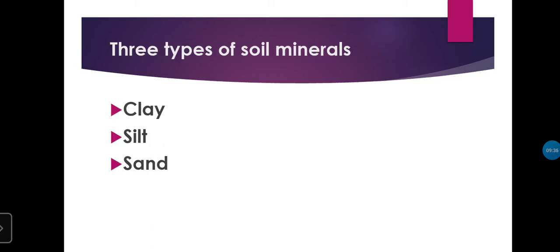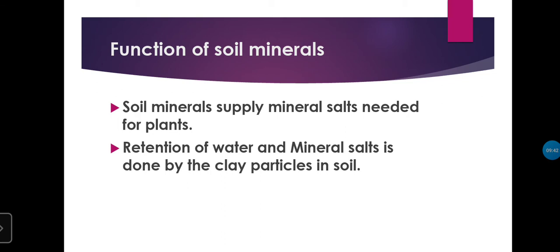What are the three types of soil minerals? Clay, silt, and sand. Now we are going to talk about the function of soil minerals. Soil minerals supply mineral salts needed for plants. And also, retention of water and mineral salts is done by the clay particles in soil.